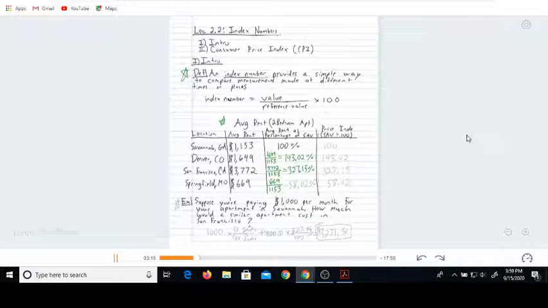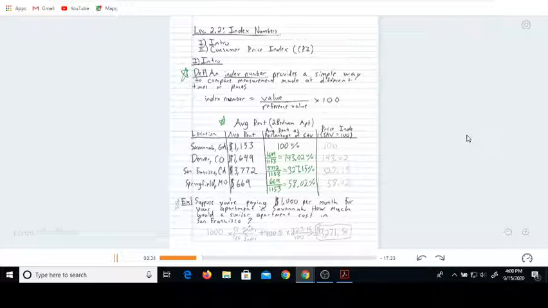Now, Springfield is the only one on this table that is cheaper than Savannah. So if we type that in, 669 divided by 1153, we get approximately 58.02%. So that means on average in Springfield they're paying 58% of what you'd be paying in Savannah. So roughly 40% cheaper than what you're paying in Savannah.